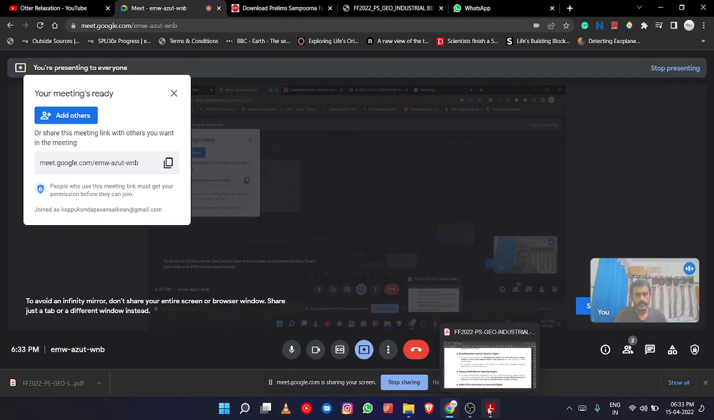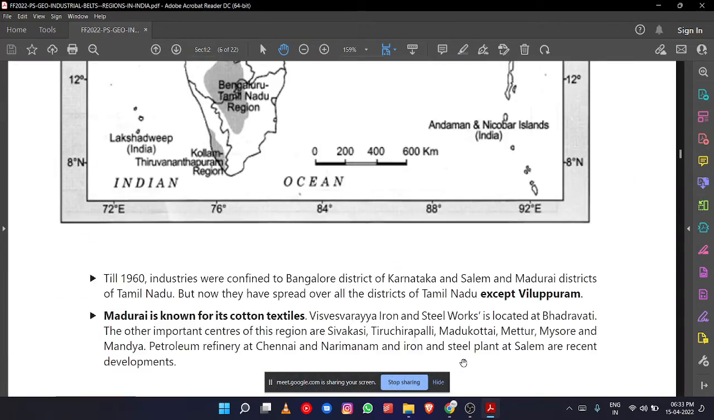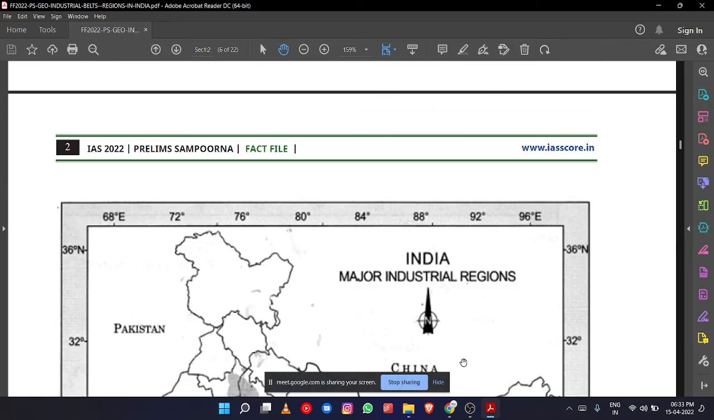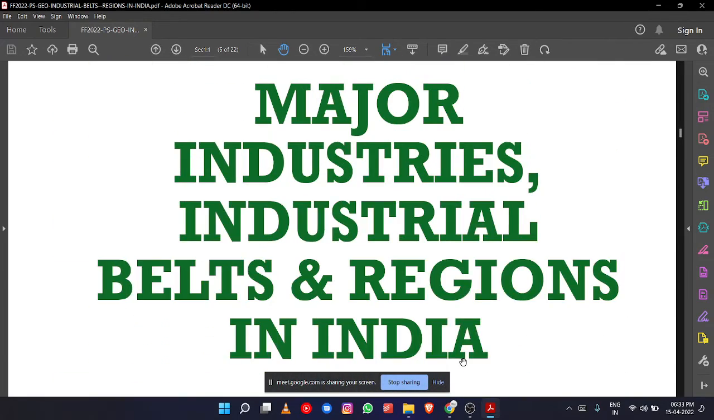So let us begin. The material I have taken is GS Core, IAS Core material, that is PT Sampoorna material. It is available freely on their website, so you can get access to that.